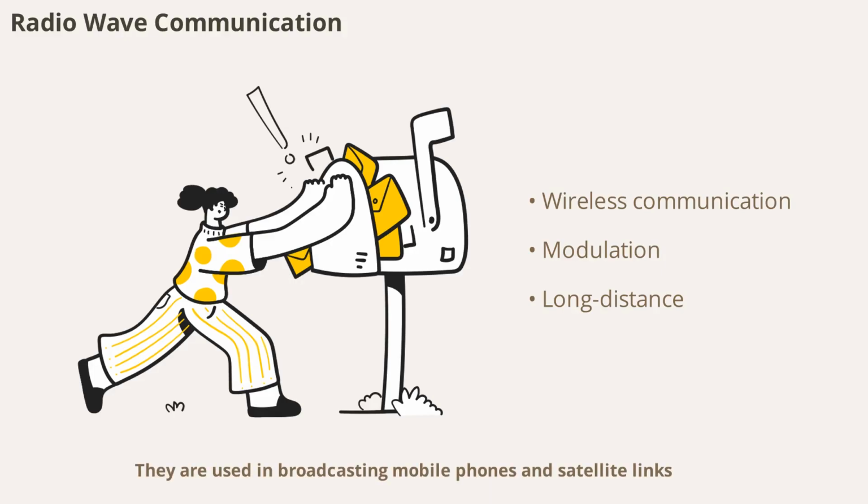Radio waves are the foundation of wireless communication. They are used in broadcasting, mobile phones, and satellite links. By modulating the amplitude or frequency of radio waves, we can encode information and transmit it over long distances. This technology has revolutionized how we share information and stay connected.